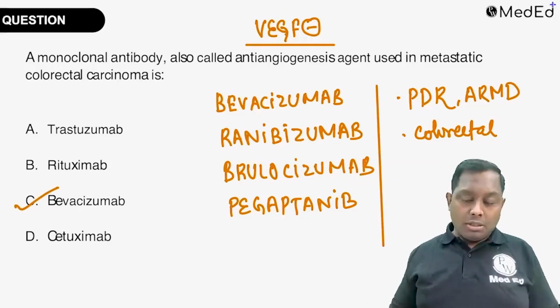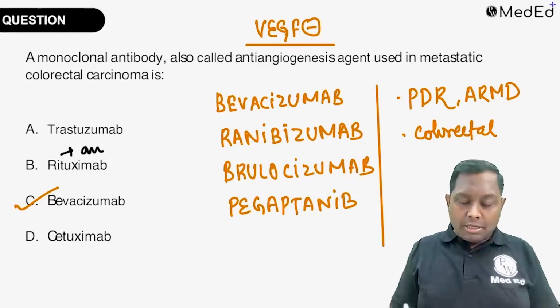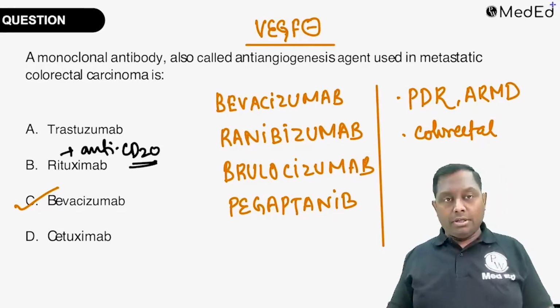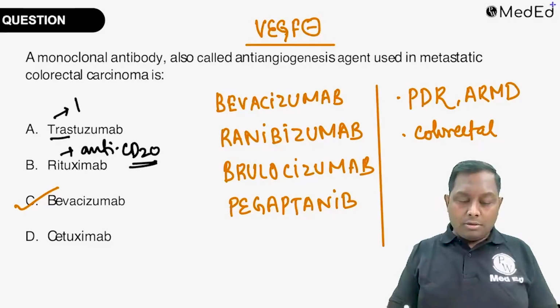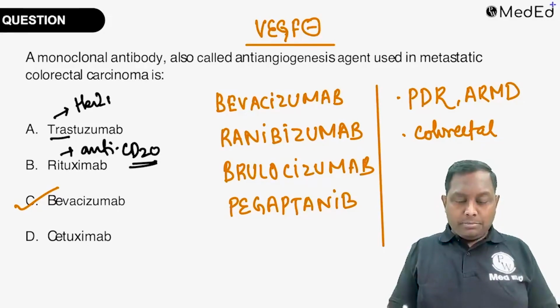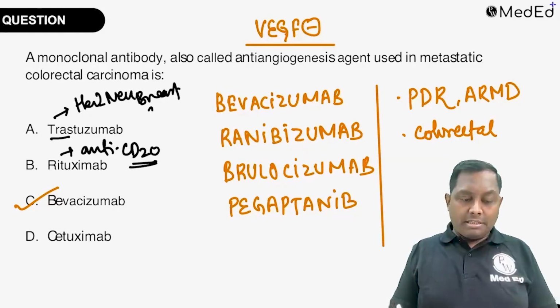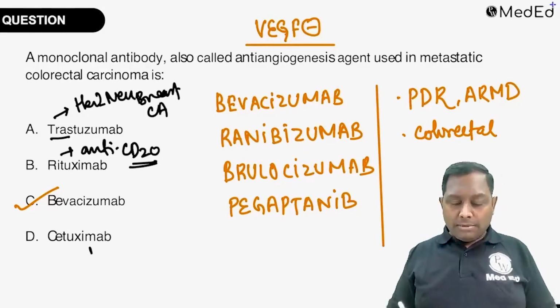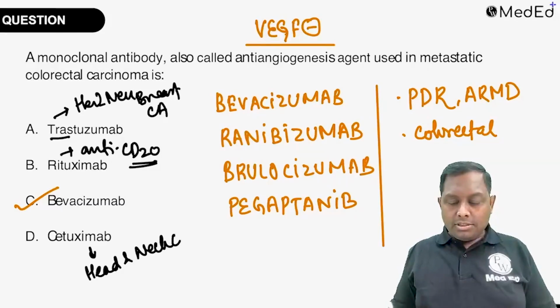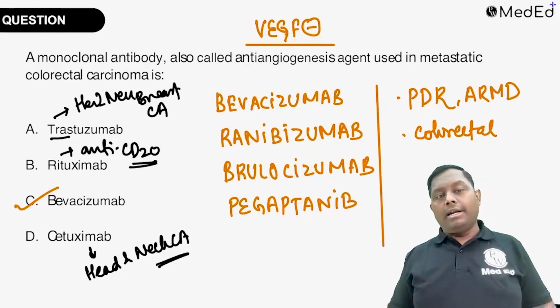Rituximab is not the one. Rituximab is an anti-CD20 monoclonal antibody. Ritu is a very young girl. Trastuzumab is used for HER2 positive breast cancer. ब्रेस्ट कैंसर में यूज कर सकते हैं. Cetuximab can be used for head and neck cancer.